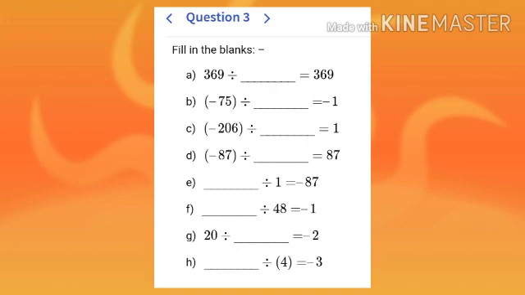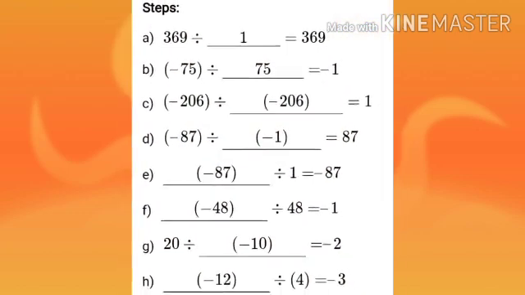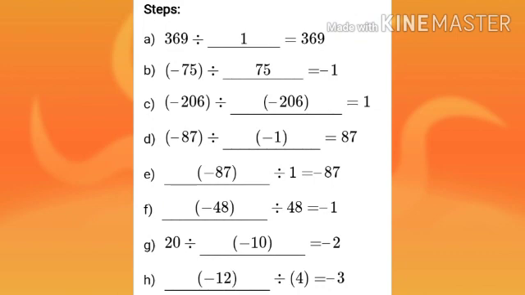Can you guess now for subdivision A, 369 divided by dash? Which integer will be suitable to divide 369 to get the solution as 369? Can you guess it? Likewise, we can find the solution for the remaining subdivisions. Let's discuss the solution now. Here is the solution of the third problem.